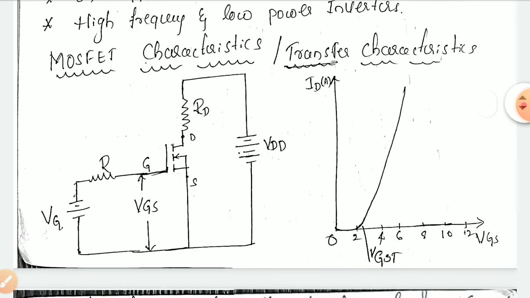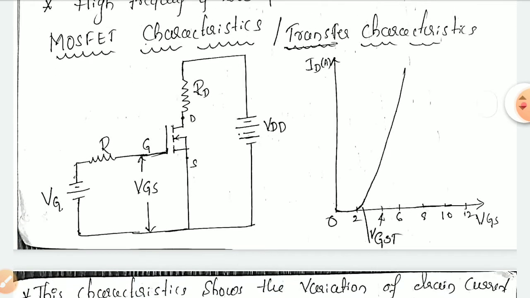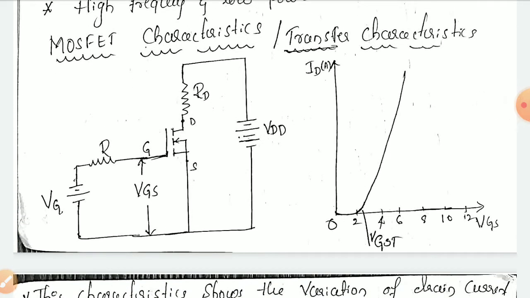Next is the characteristics, as I said in the previous class. If you want to understand the behavior of the switch, how the switch is operating for different voltage and current, then you will have to study the characteristics of that particular switch. There are two characteristics for any switch that you have to study to understand its behavior: the input characteristics or transfer characteristics, and the output characteristics.